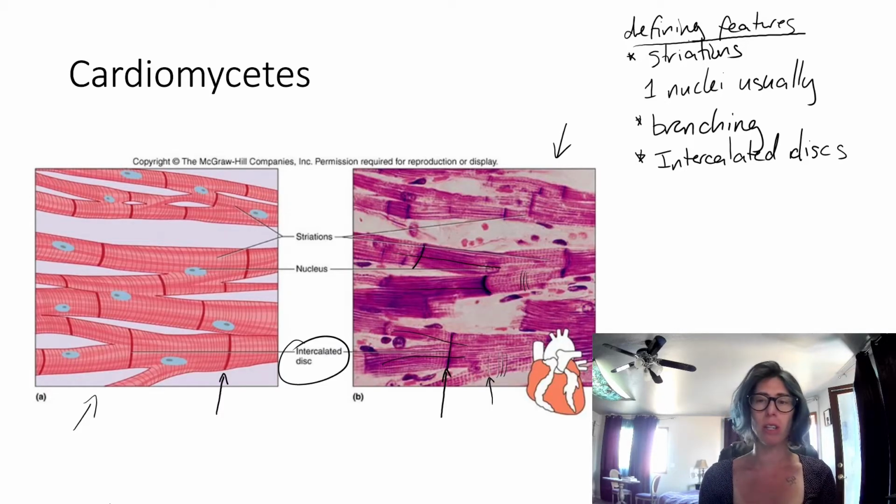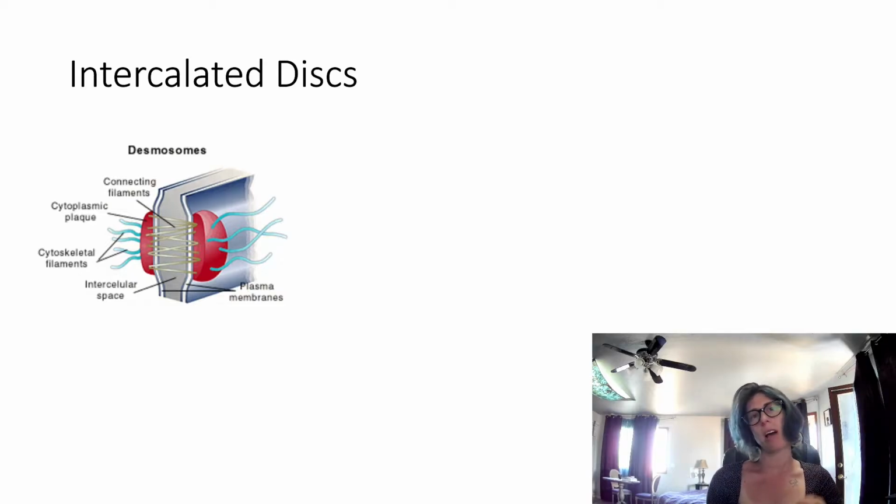So let's talk a little bit more about these intercalated discs. The intercalated discs have three important features. The first is desmosomes. These are a kind of junction between cells, and you very typically find them in other kinds of muscle as well. So they're in cardiac muscle, they're in skeletal muscle. This is how desmosomes work.